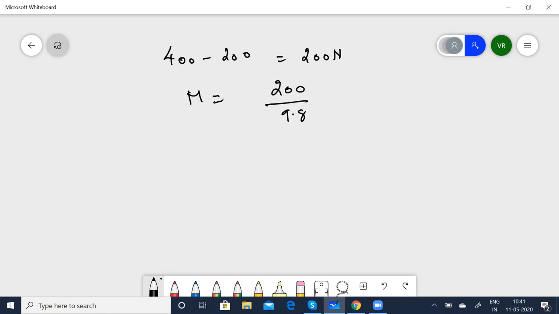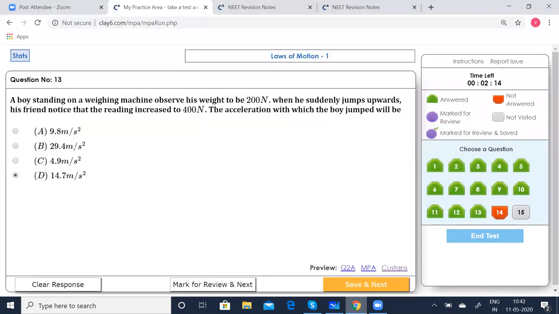See, force causing acceleration is going to be 400 minus 200, which is equal to 200 newtons. So mass of the body is given by 200 divided by 9.8, where F by a, right? F is going to be 200 newtons and g is 9.8 acceleration due to gravity. So therefore, a is equal to 200 divided by 200 by 9.8, which is equal to 9.8 meters per second square. Let's see which option is correct. 9.8, option A is correct. I'm sorry, children, for the confusion.